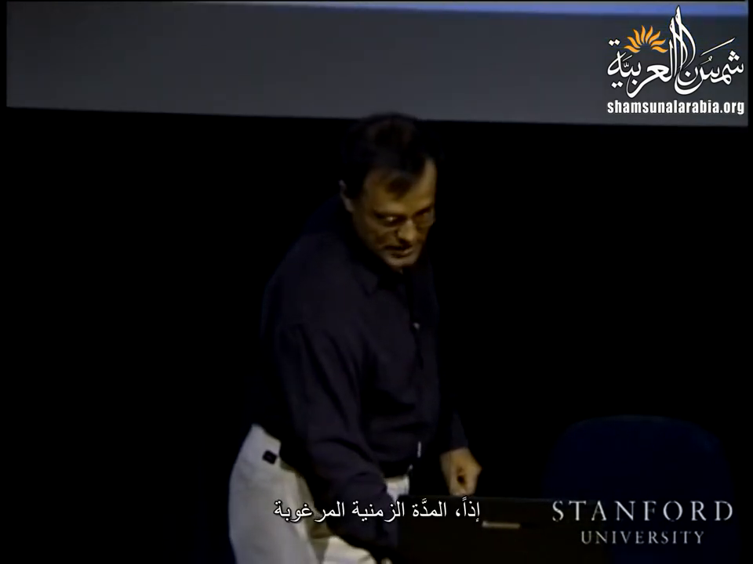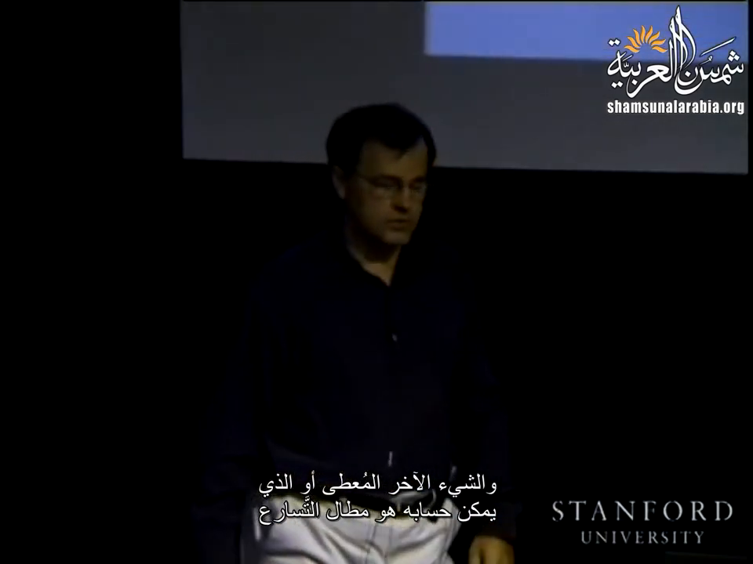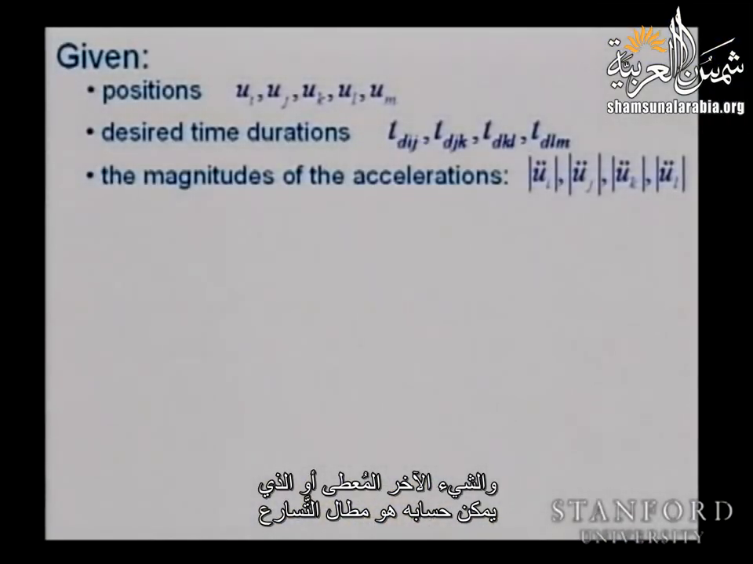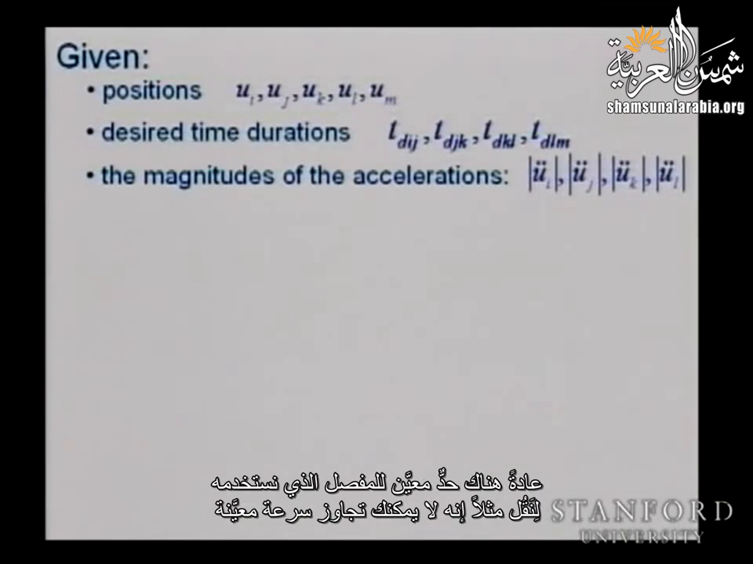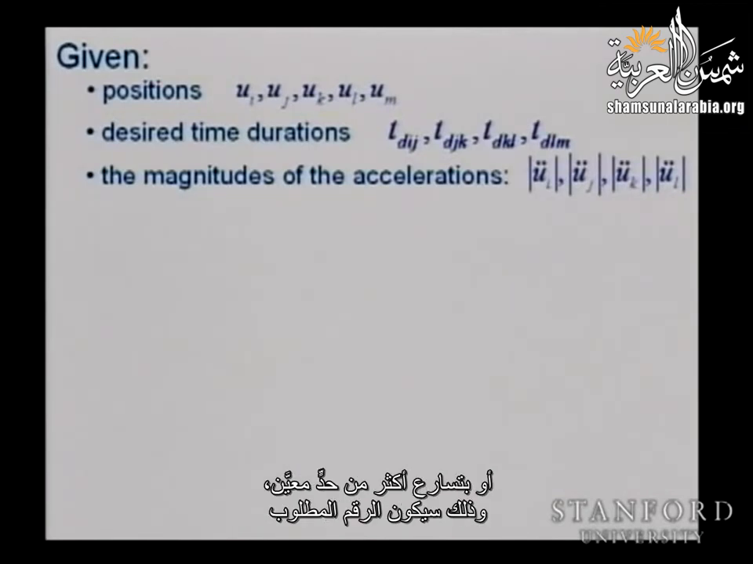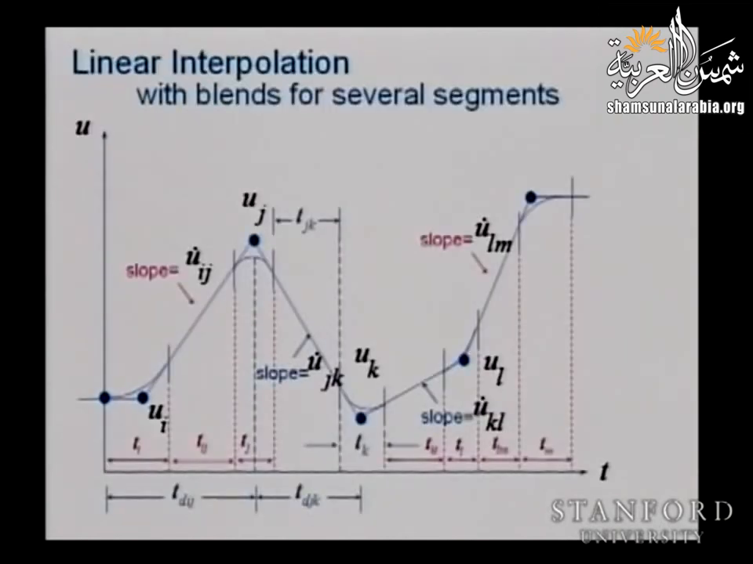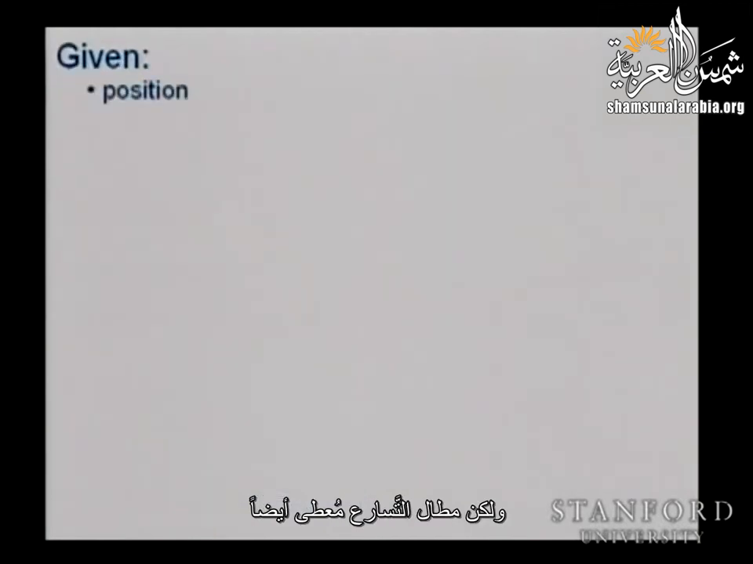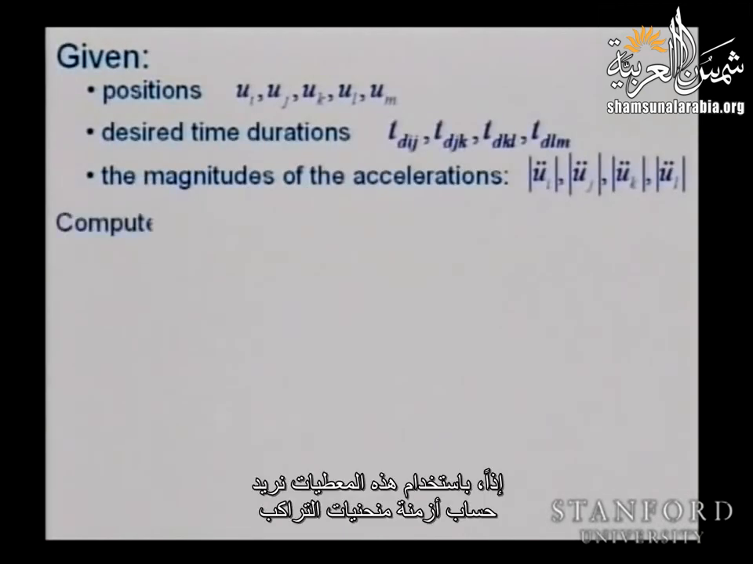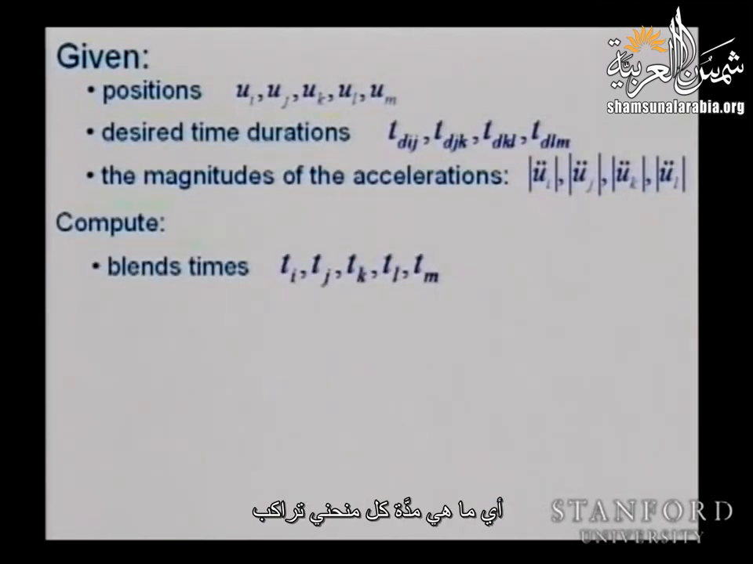So desired time duration. And then the other thing that is given or can be computed is the magnitude of the acceleration. So usually this is a certain limit for the particular joint that we are using. Say, you know, it can't go faster than that or with faster acceleration than that. And that would be your number. This is not denoted here, obviously, because it's not a graphic term, but the magnitude of acceleration is given as well.